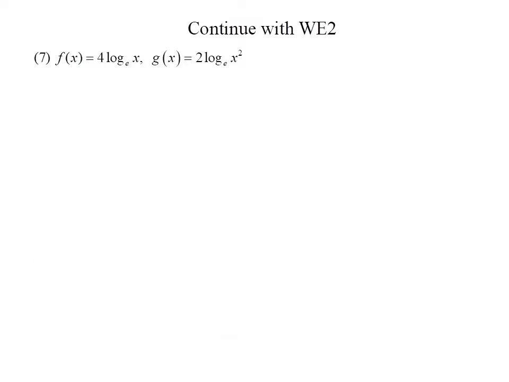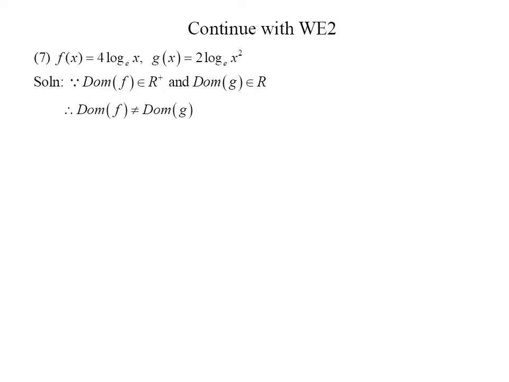There are two logarithmic functions in question 7, in which f(x) equals 4 logarithm of x to the base e, while g(x) equals 2 logarithm of x squared to the base e. Though the simplified rule of g(x) may be written as 4 logarithm of x to the base e, its domain is all the real number except the point of x equals 0. However, the domain of f(x) is greater than 0. Therefore, this pair of functions is not equivalent.